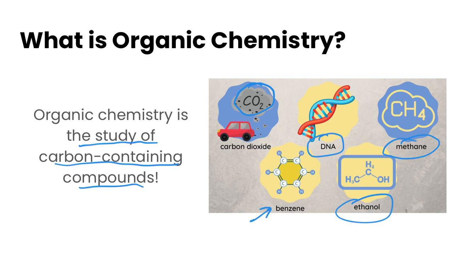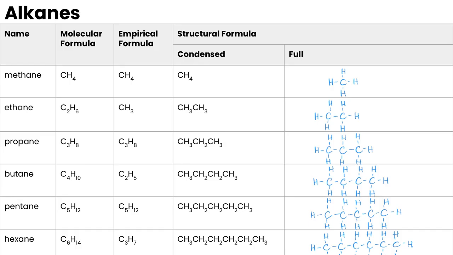So there are lots of really great examples of different kinds of carbon-containing compounds, and really the sky's the limit in terms of how carbon can be combined together. Now, one such family of carbon-containing compounds are called the alkanes.